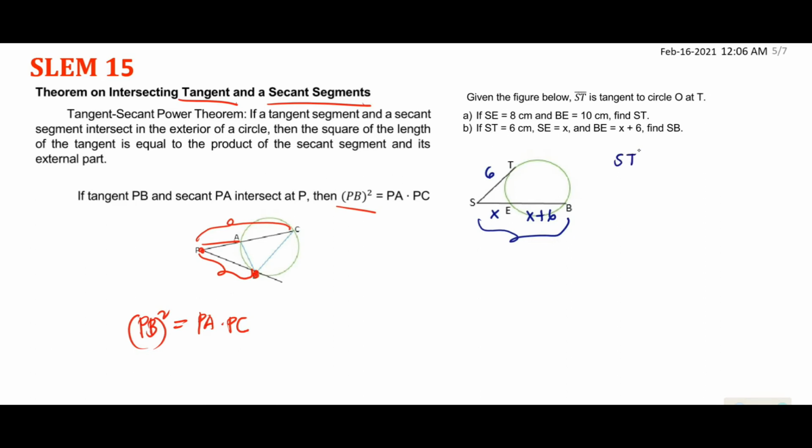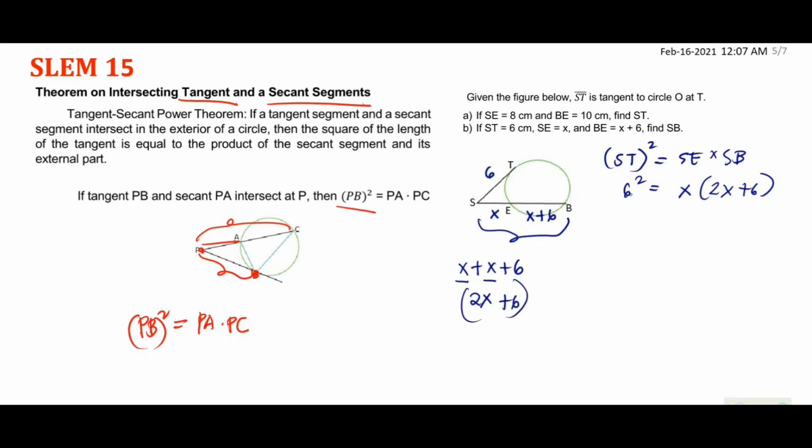ST squared equals SE times SB. So, 6 squared equals x times 2x plus 6. Saan mo naman nakuha yung 2x plus 6, ma'am? So, yung SE plus SB, that's x plus x plus 6. So, variable plus variable, that's 2x plus 6. So, ito yung value ng SB mo, 2x plus 6.